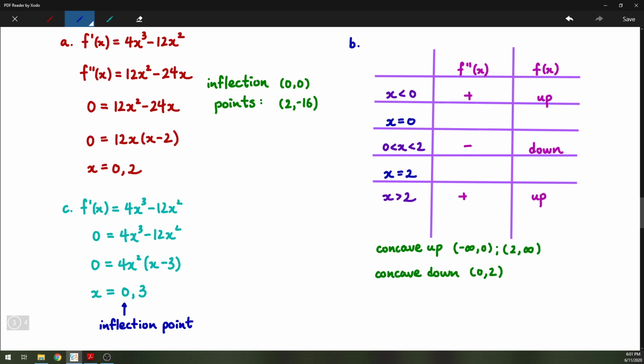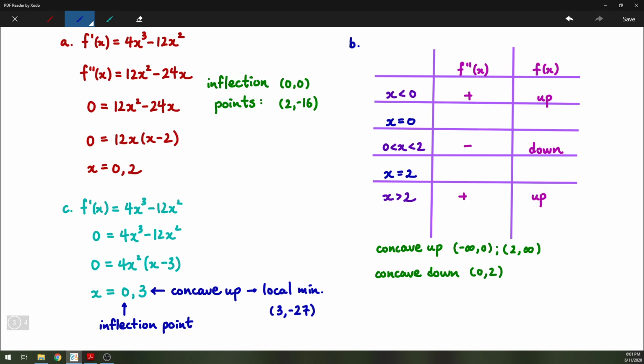At 3, however, 3 is greater than 2, so it belongs to the third interval from part B. So we know that at x equals 3, the function is concaving upwards. And as a result, we know that this is a local minimum. Okay, and of course, the local minimum is also a point on the graph, so we are to substitute 3 into the original function to find out what the y-coordinate is, and we'll get negative 27.